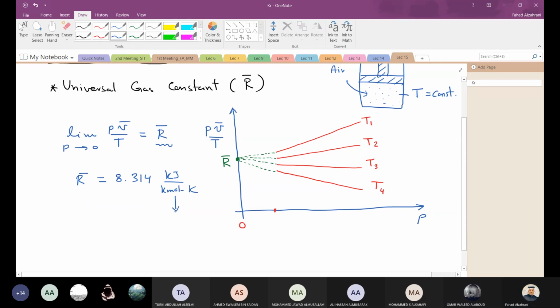Avogadro? Not Avogadro, no, it is the molar weight of the gas itself. So if I have, let's say, H2O, it has some molecular weight, and the molecular weight is in kilogram per kilomole. So this is the conversion factor.